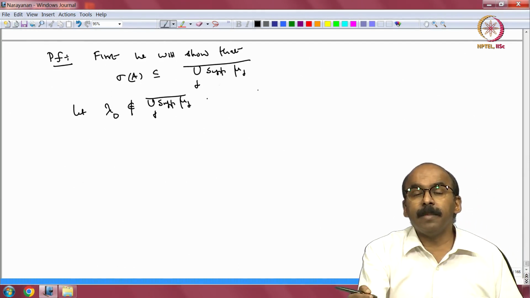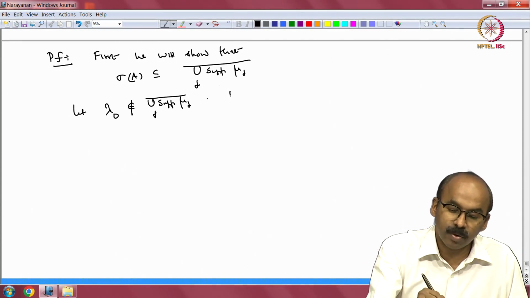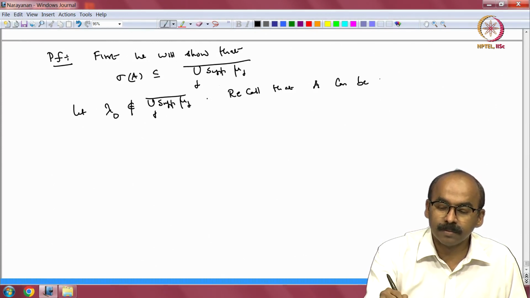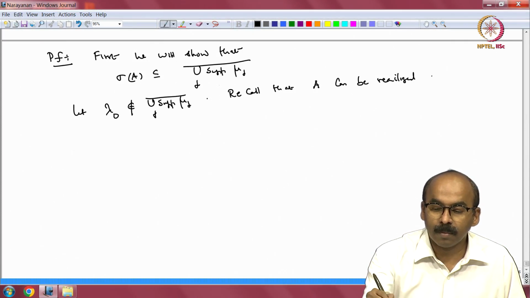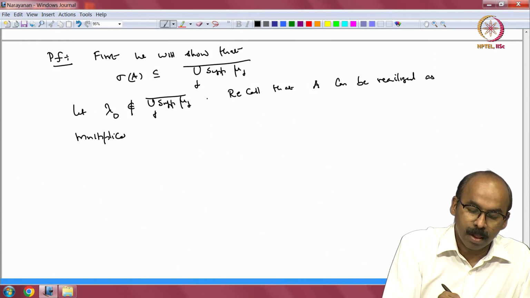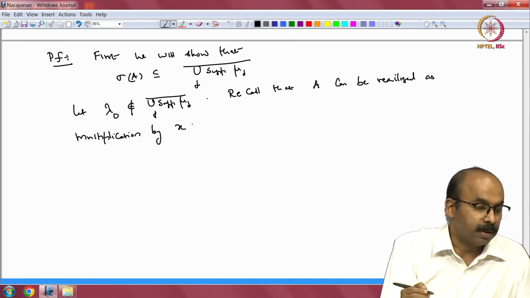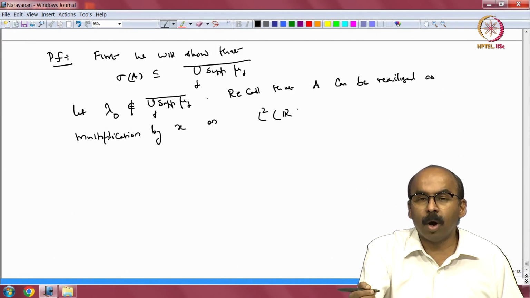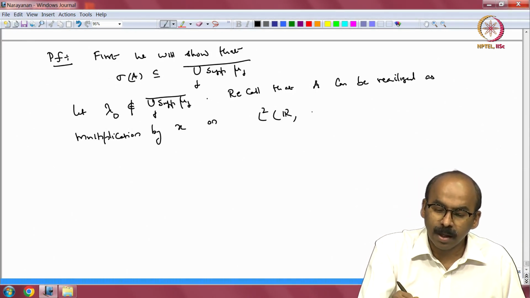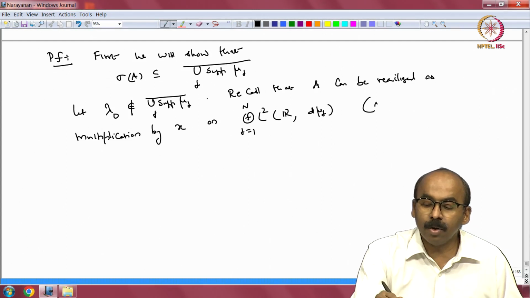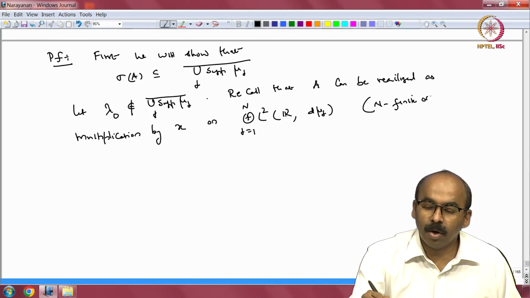Now, recall that A can be realized as a multiplication by x on this L2 space. That is important. A can be realized as multiplication by x on L2 of R, or minus norm A to norm A, the measures are going to be supported there anyway, d mu j, direct sum j equal to 1 to, let us say, capital N. Capital N could be finite or infinite.